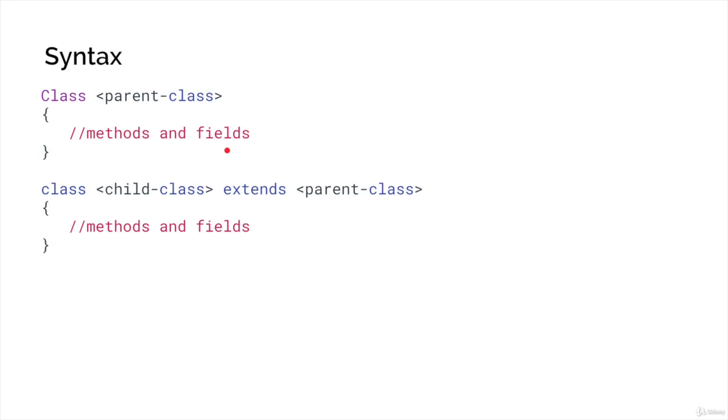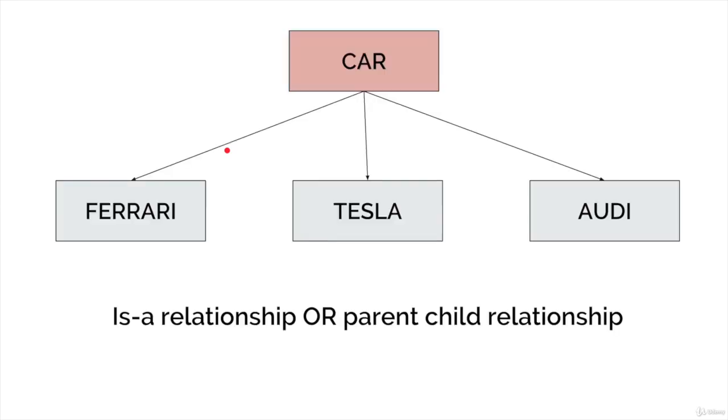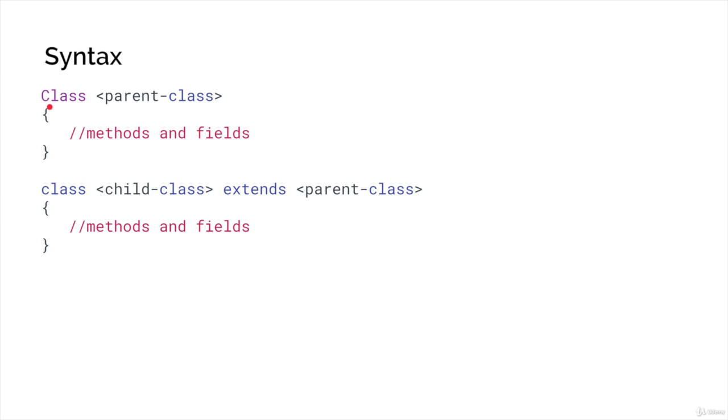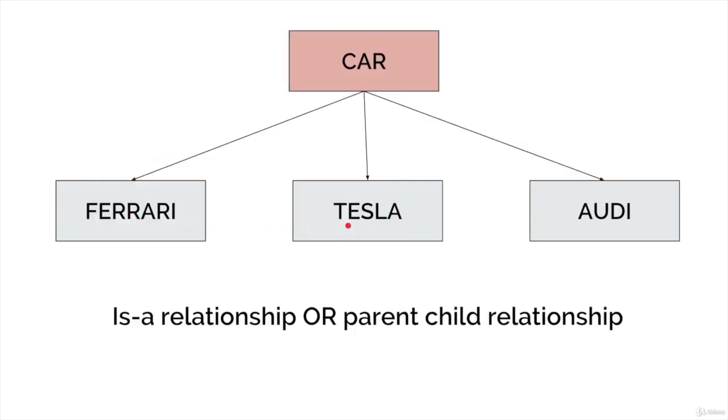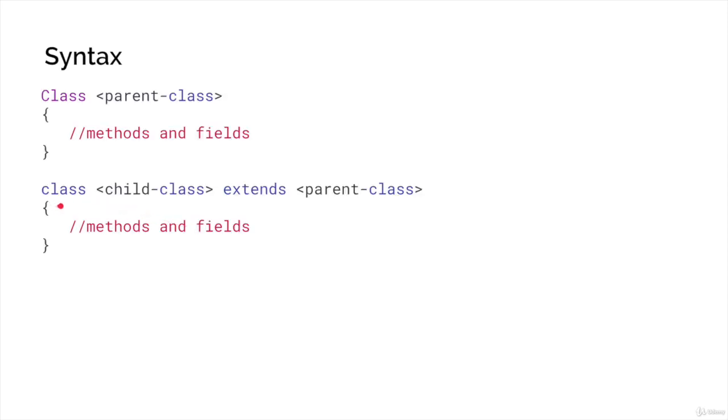As per our example, here we will define class car. We will define all the methods and fields within the class car, and then we will define three classes, which are Ferrari, Tesla, and Audi. I'll just take Ferrari for now for the sake of this example. So we'll create a Ferrari class: class Ferrari extends car, and then we will define methods and fields within the Ferrari class.